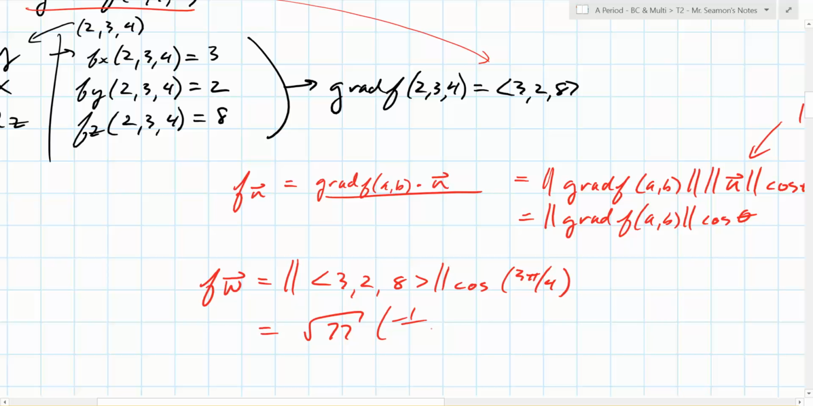Negative 1 over what? Root 2. 1 over root 2, right? Yeah, because the 2 goes. So negative root 77 over root 2. Is that good? Does that make sense? Yeah.